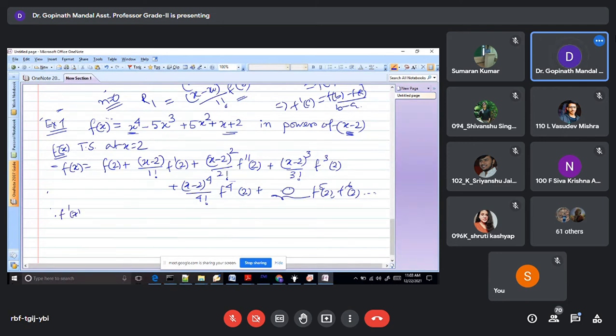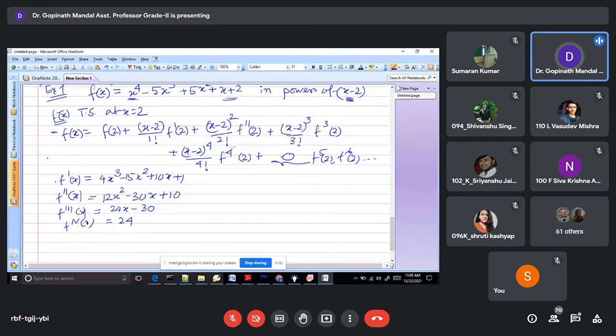Now we have to find f dash x, f double dash x, f triple dash x, and f4 x. So f dash x will be 4x cube minus 15x square plus 10x plus 1. F double dash x is 12x square minus 30x plus 10. F triple dash will be 24x minus 30. F4 will be 24, and f5, f6 are all equal to 0.